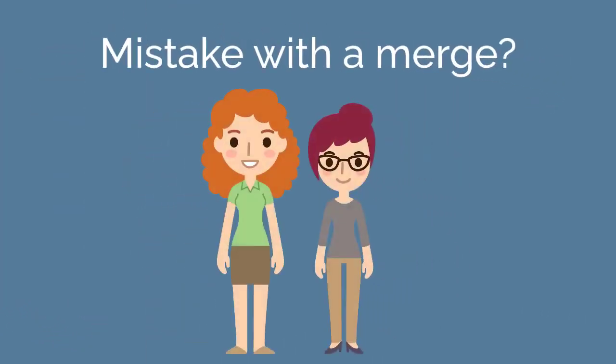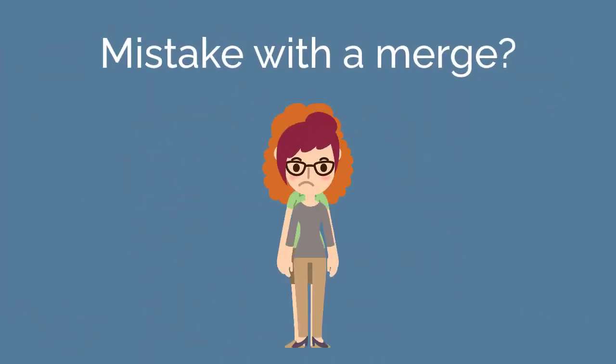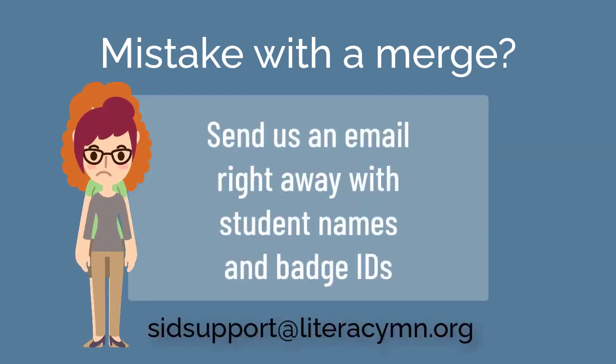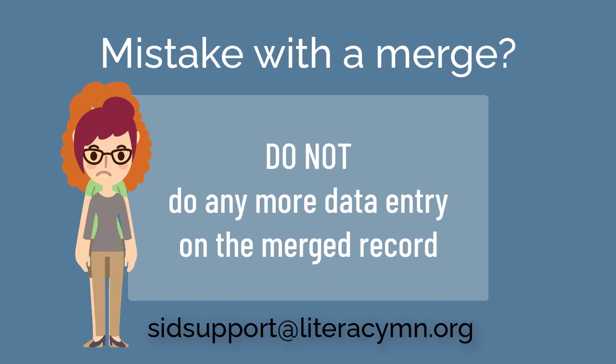If you do make a mistake and merge the wrong people together, we can fix them behind the scenes. Send us an email right away with the student names and badge IDs. Do not do any more data entry on the merged record until you hear back from us.